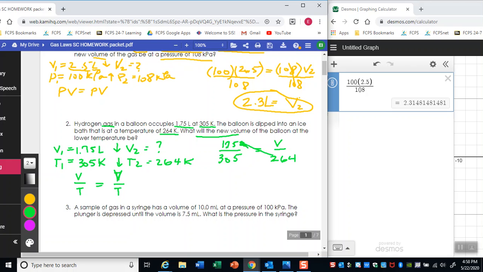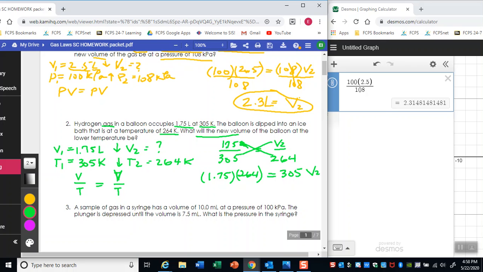I'm going to cross multiply to make that into an equation. All right, so I'm going to multiply 1.75 times 264, and that's going to equal 305 times my new volume. All right, this is the new volume. Now I've got an equation.